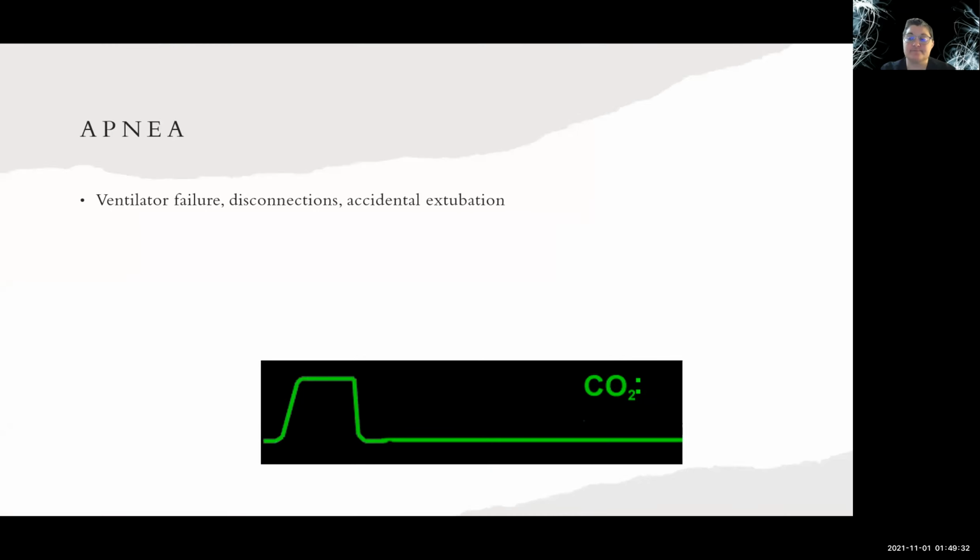Next is our apnea. We all know apnea is where they stop breathing on us. We're not going to see any frequency, no rhythm, no height. Ultimately, it is baseline. It's at 0, it stays at 0, there's no shape to it. Now, this can be due to other reasons than just apnea. It can be ventilator failure, maybe something got disconnected, maybe the patient even was accidentally extubated before you knew or before you wanted it to be extubated.